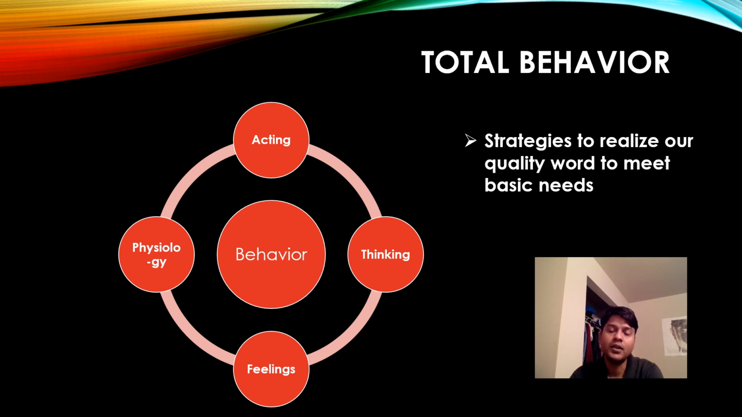Now, why did Glasser call it total behavior, why did he use this word instead of just saying behavior? He used the word total behavior because he said that every behavior includes four components: acting, thinking, feeling, and physiology. Taking these four components together, he called every behavior a total behavior.